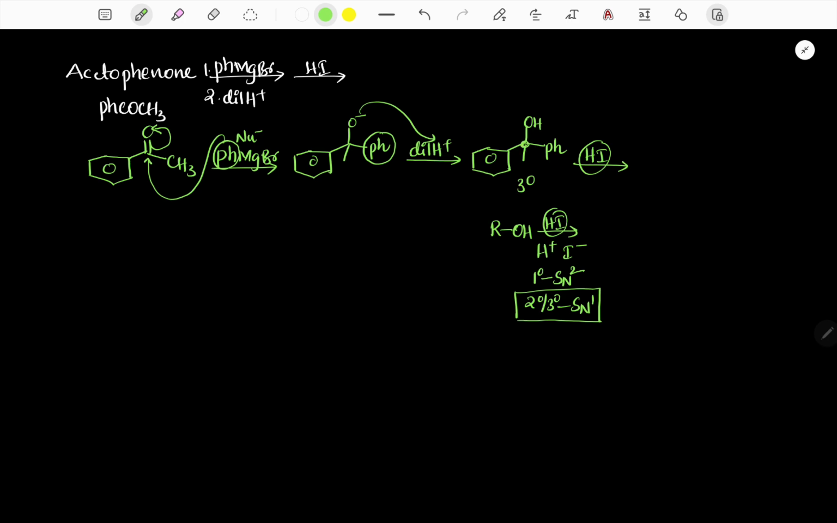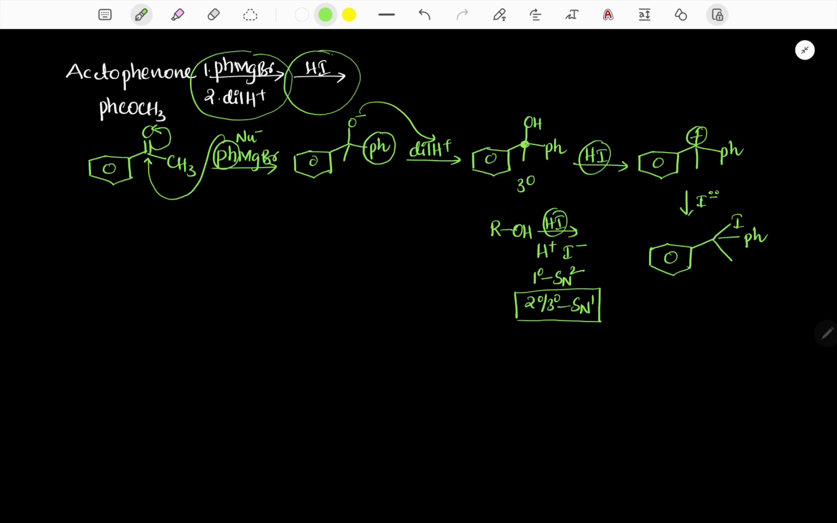Since it is tertiary, it follows the SN1 mechanism, and initially it forms a stable carbocation. Here ring expansion migration is not possible. Now it reacts with the I minus, and finally it gives the corresponding tertiary iodide. So here two mechanisms are involved. The first one is nucleophilic addition, the second one is nucleophilic substitution.